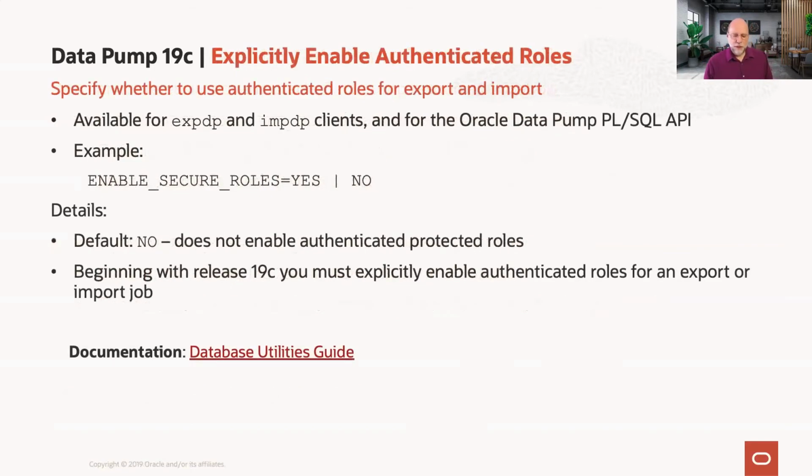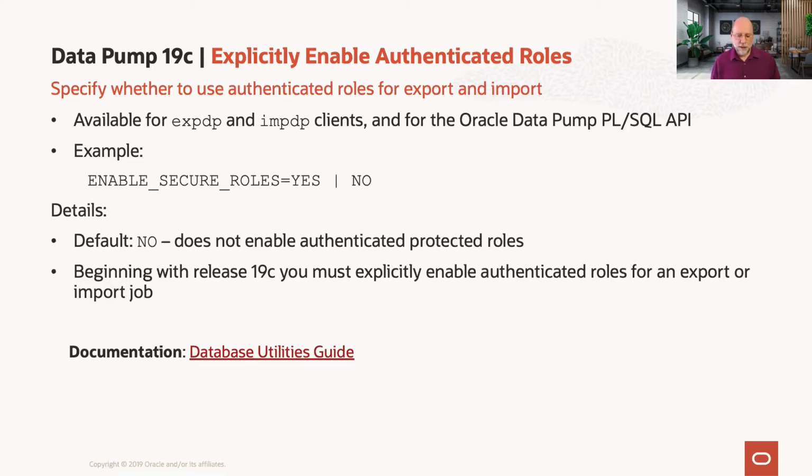This is a very small feature, explicitly enabling authenticated roles. It's really just a lockdown to make sure that your Data Pump imports are secure by default. The idea is that a dump file could have grants to authenticated secure roles in it. If you are asked as a DBA to import a dump file for somebody, this helps make sure that somebody has not granted themselves privileges via these authenticated roles that they shouldn't have in the new database.